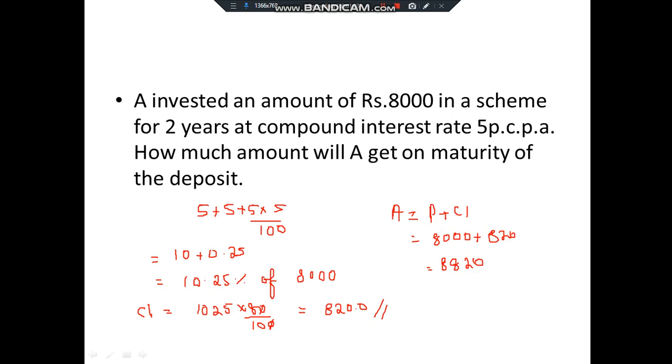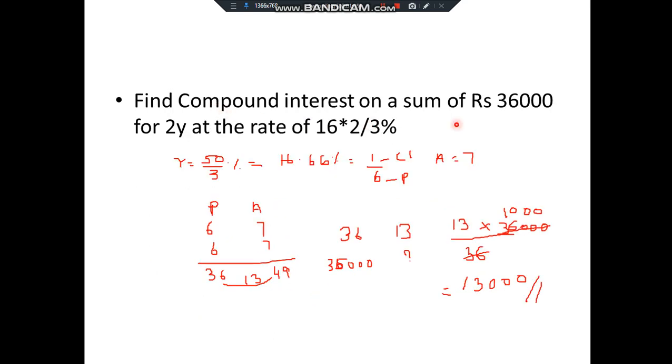Next question, see, find compound interest on a sum of rupees 36,000 for 2 years at the rate of 16 into 2 by 3%. So for the rate of interest, first convert it into an improper fraction. So 16 into 3 plus 2, which is 48 plus 2, 50 by 3%. On simplification you get it as 16.66%. On converting it into 16.66, we know an easy number to convert it into a fraction, which is 1 by 6. So we'll use the fraction method.